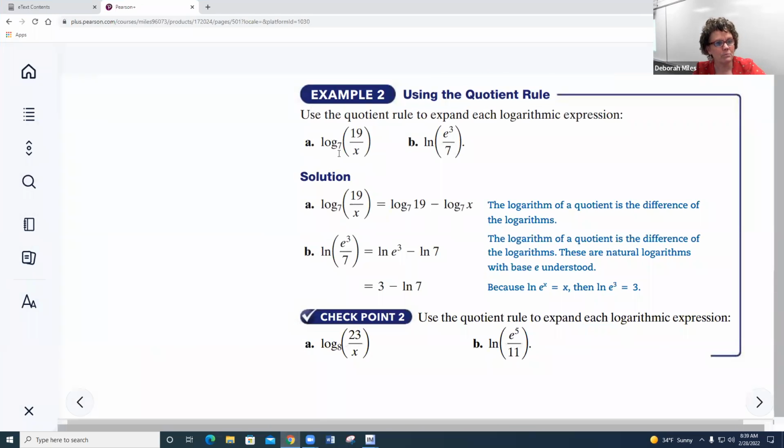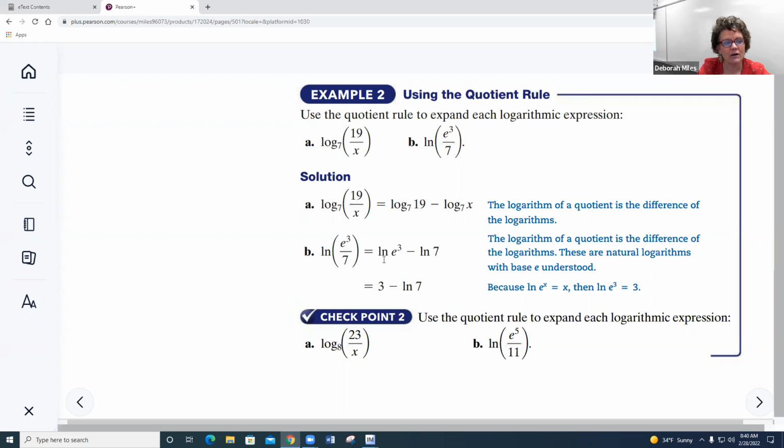Example 2, log base 7 of 19 over x can be written as the difference of 2 logs: log base 7 of 19 minus log base 7 of x. And you really can't simplify either one of those, so you're through. But the B part says natural log of e cubed divided by 7. I can separate that into natural log of e cubed minus natural log of 7. And I can simplify natural log of e cubed.